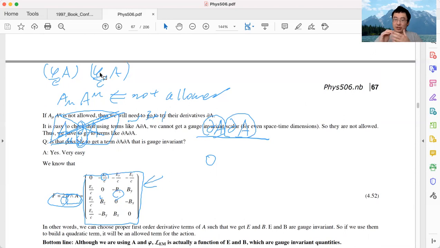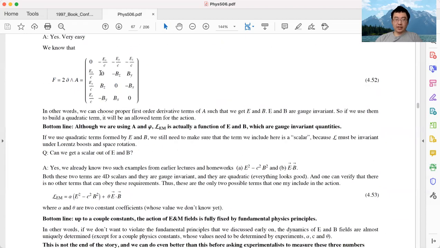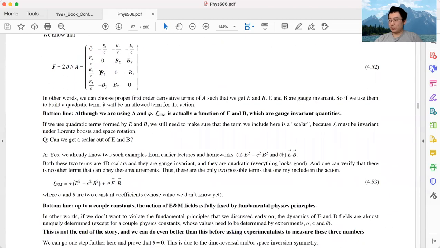Then the gauge symmetry is satisfied. Then we need to worry about the other symmetry, say the Lorentz boost. The Lorentz boost requires us to have a scalar in our action. So basically, the question is, if we are using this object, how do we get a scalar? If I can build a scalar out of this object, then that is a allowed term in my action. In other words, can we build a 4D scalar out of E and B? Well, you all know the answer. In the previous lecture, we showed that if we use the E and B field, there are only two scalars we can build.